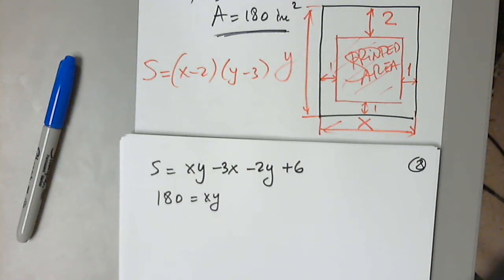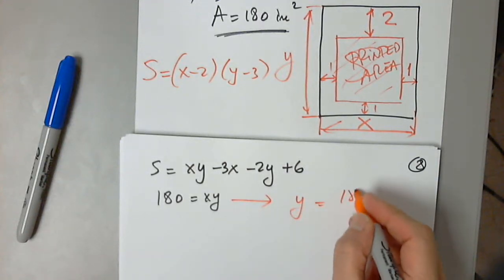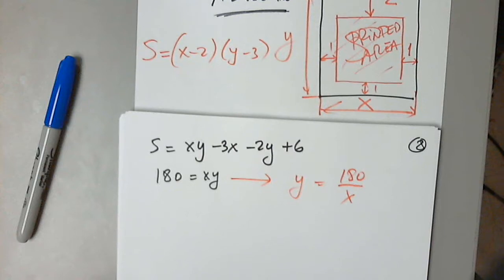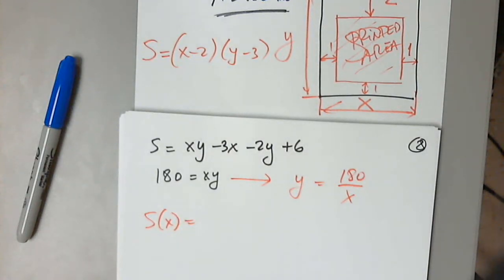Yes, I already see that I can replace this by 180, that's fine. So this goes away, it's 180, but I also have to remove this. Is there a way of removing y? Yes. So from here, I solve this equation for y and get 180 over x. So now when I put all the pieces together, this indeed becomes a function of x. How do I write it?